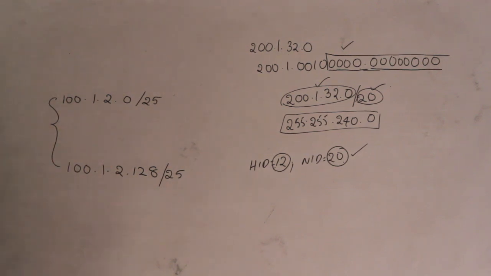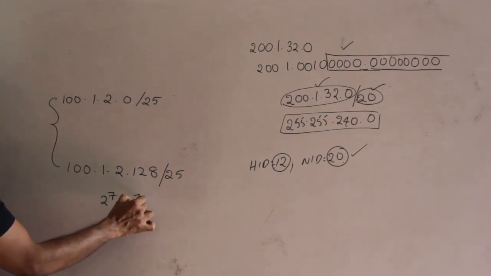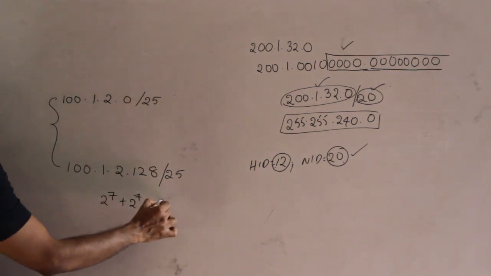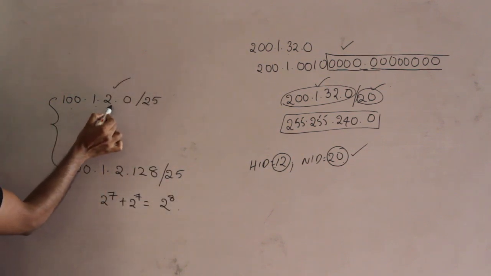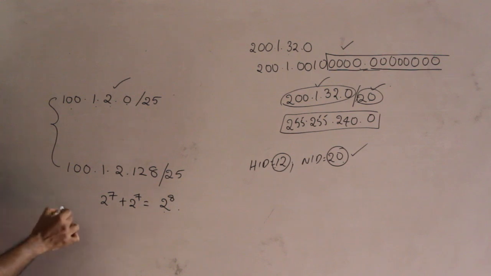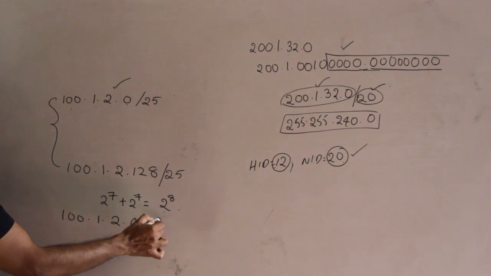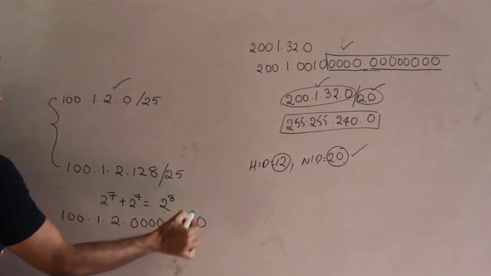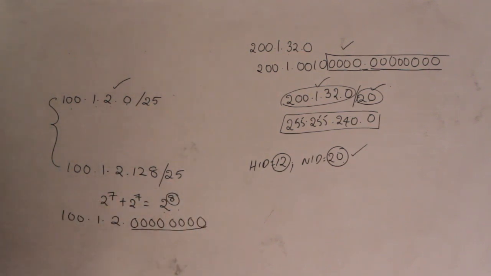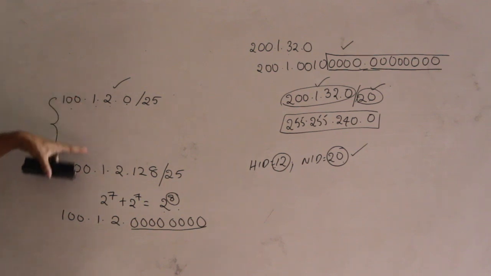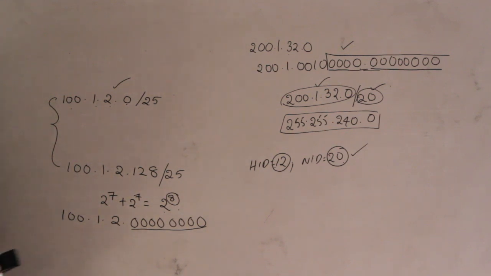What is the size of the entire supernet here? The size of this one is 2 power 7, the size of this one is 2 power 7, therefore the size of the entire supernet is 2 power 8, which means the first IP address 100.1.2.0 should be divisible by 2 power 8. 100.1.2.0 is 1 2 3 4 1 2 3 4. This should be divisible by 2 power 8, which means the least significant 8 bits should be 0. Yes, the least significant 8 bits are 0. So these two networks are according to the rules of supernetting. Now we can supernet, which means we can merge.